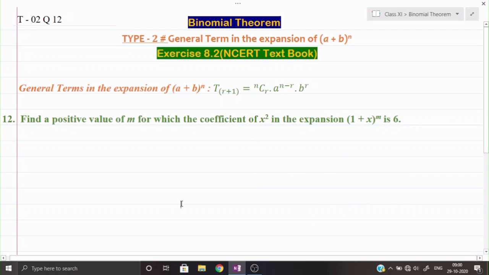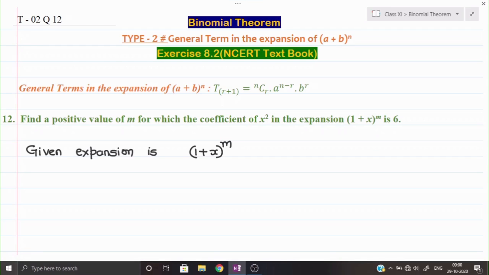So see the question. Find the positive value of m for which the coefficient of x square in the expansion of 1 plus x whole power m is 6. See what we have been given. First of all, we shall talk about the given expansion. So we have given that the given expansion is 1 plus x whole power m. Now what they are saying here, in this expansion, if we try to find out the coefficient of x square, that is coming here 6. So in that case, find out the value of m.